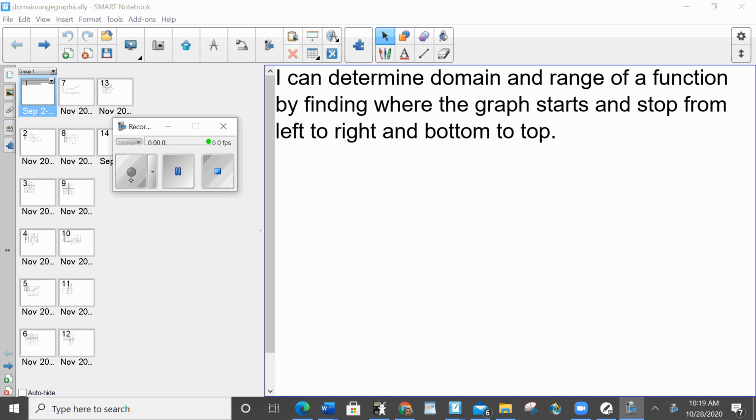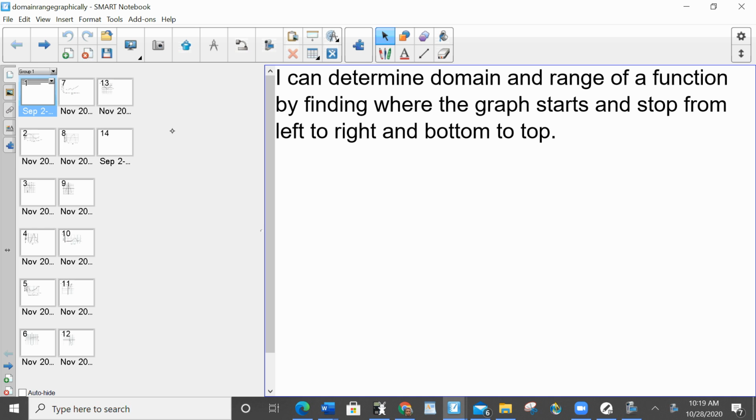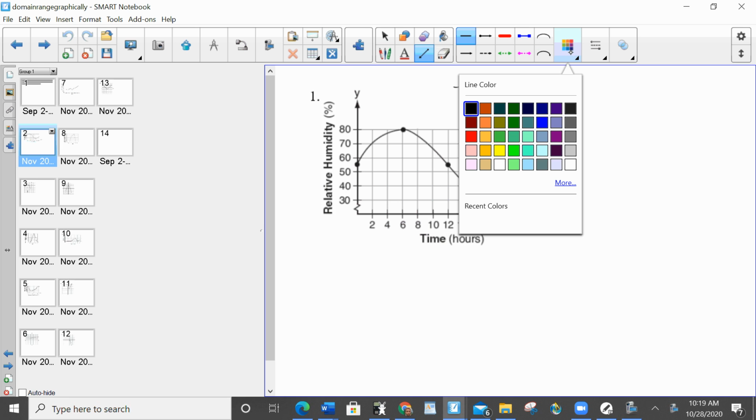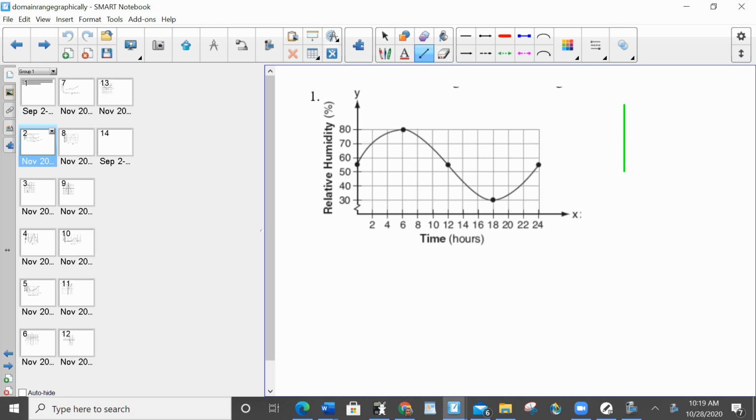Today I can determine domain and range of a function by finding where the graph starts and stops from left to right and top to bottom. So domain is all of your possible x values. Range is all of your possible y values. So we just need to find where the x values start and stop for the domain, and where the y values start and stop for the range.